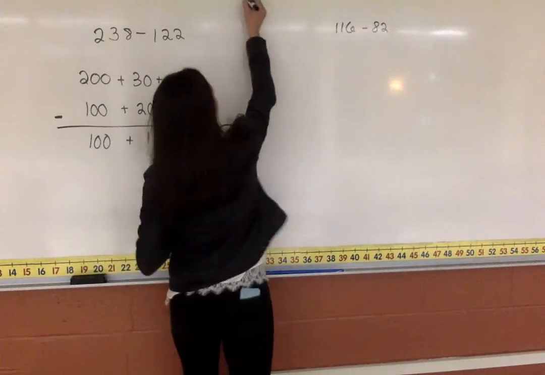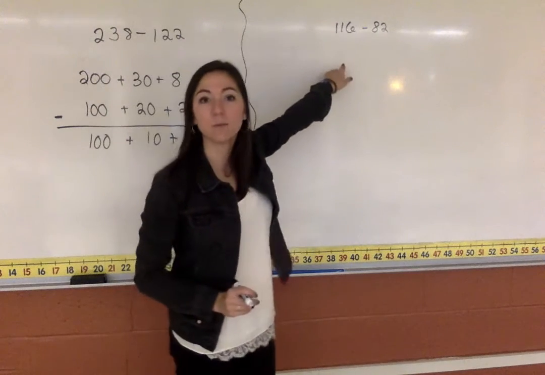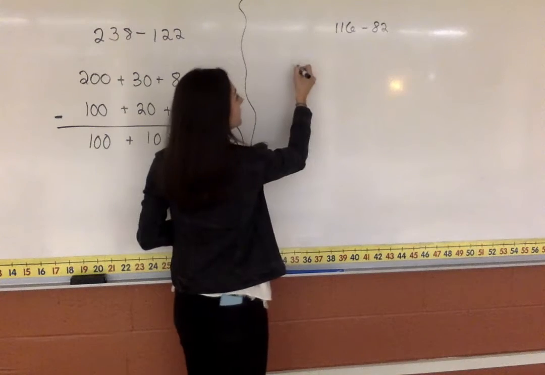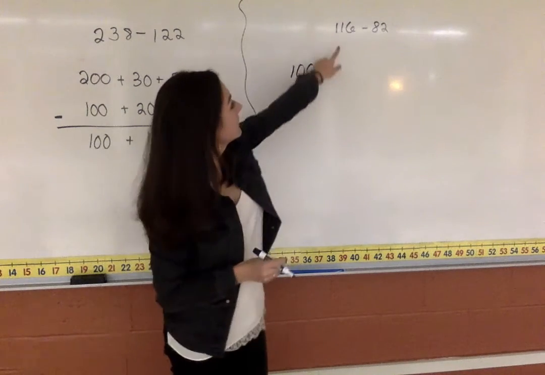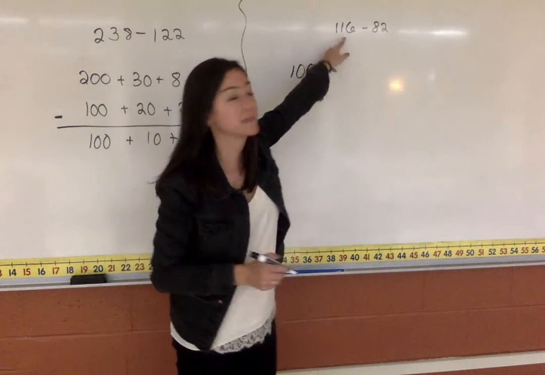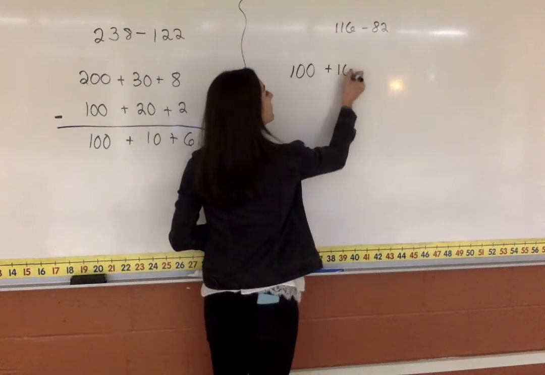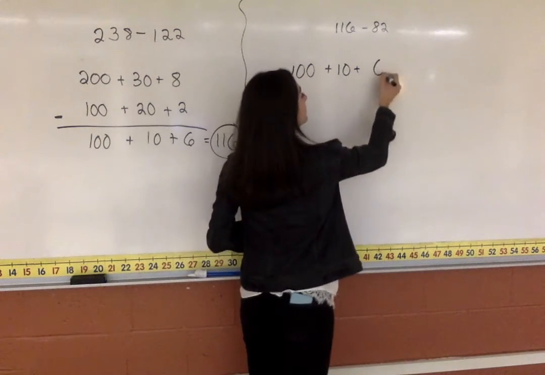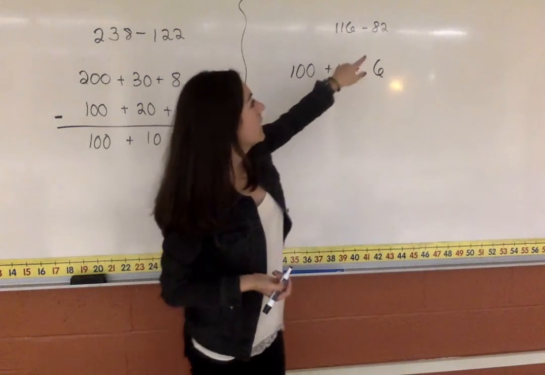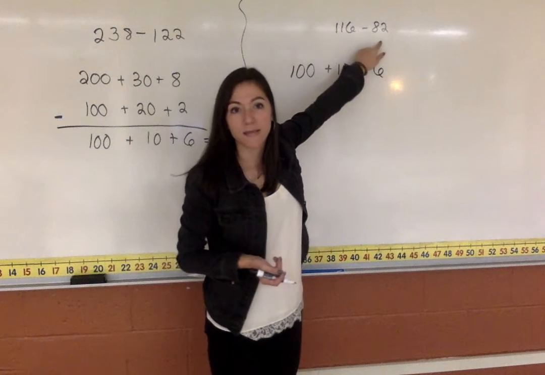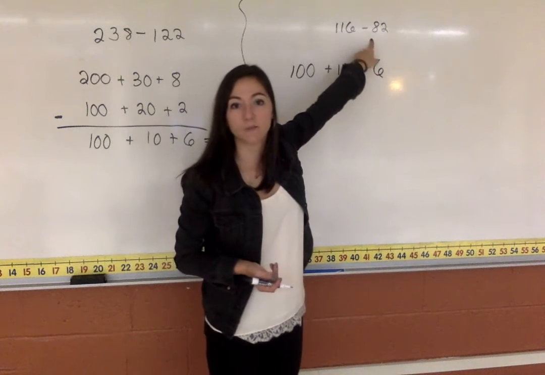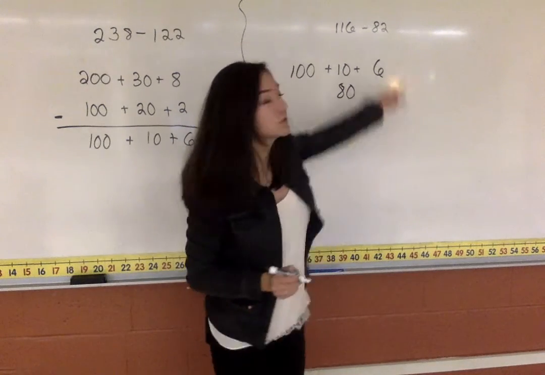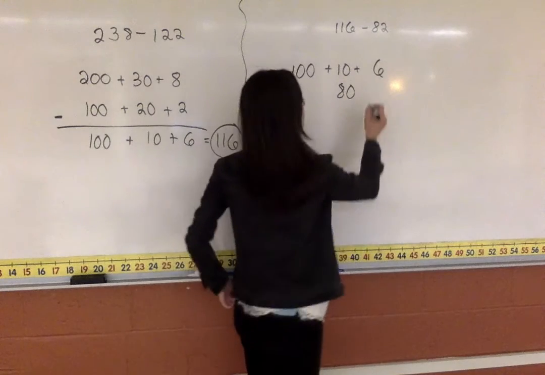Okay, so I'm going to decompose this 116. The 1 is representing 100 in the hundreds place. The 1 is representing 10 in the tens place. And the 6 in the ones place is just 6. Okay. And then my next number that I'm taking away, 82, my 8 in the tens place is representing 80. And my 2 in the ones place is just representing 2.